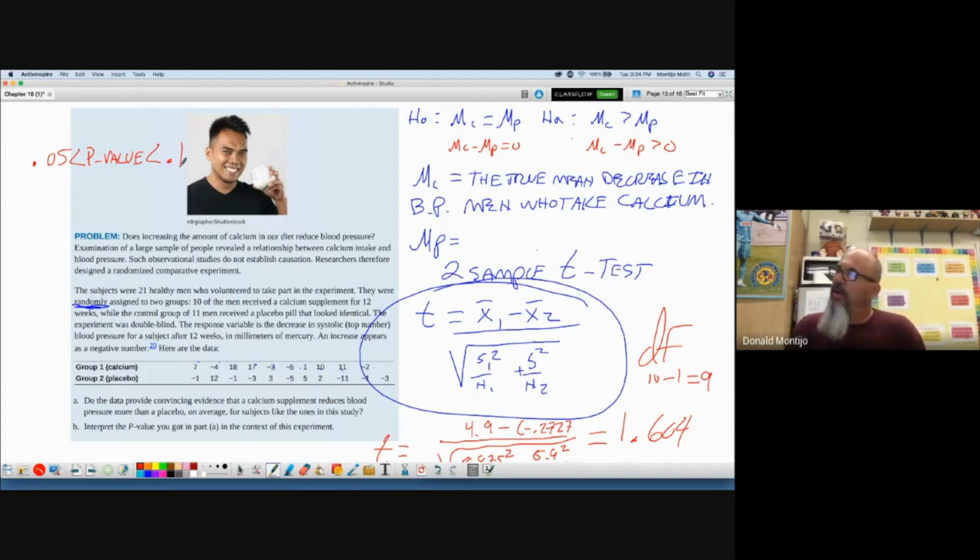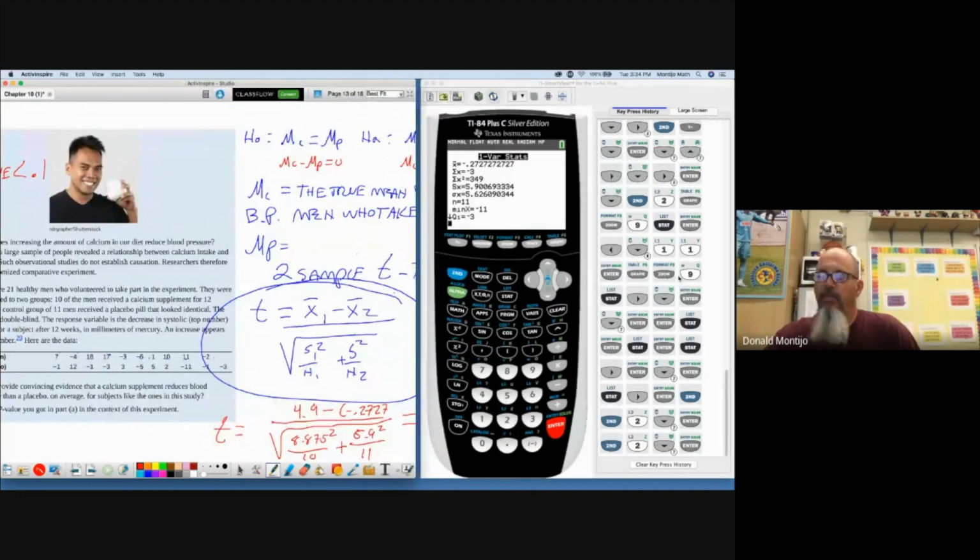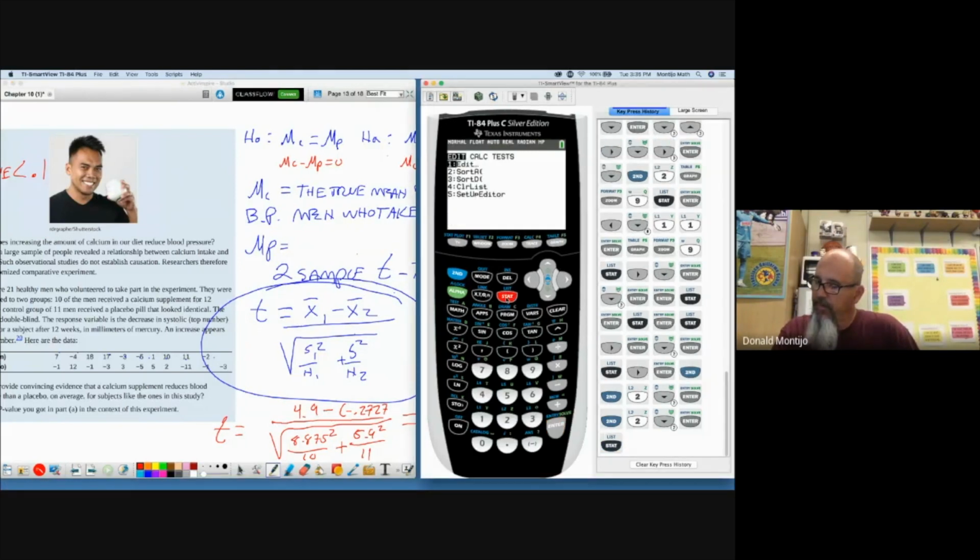So let's figure out what the exact p-value is. The only way to get the exact answer for the p-value is by calculator. All we can do is use table B to find a range of values for the p-value, but we can't find the exact p-value without using the calculator. So let's go to stat, test. What kind of test is it?